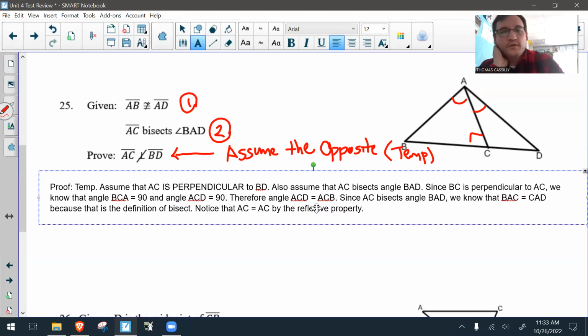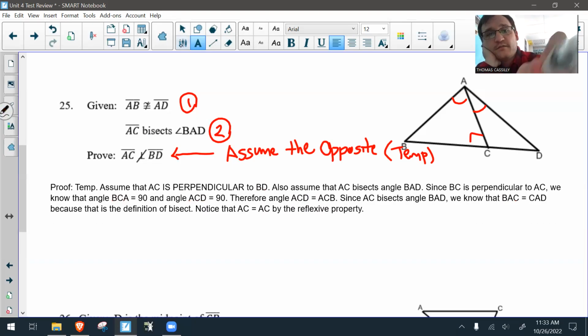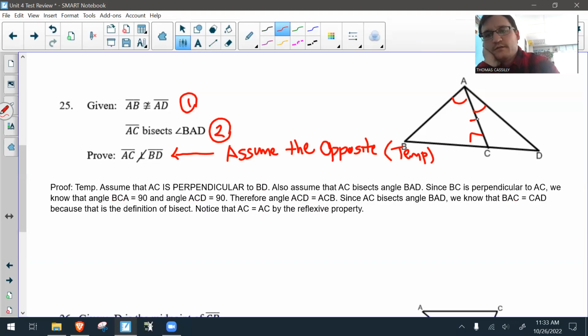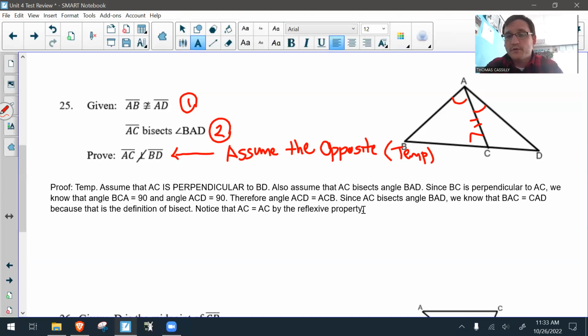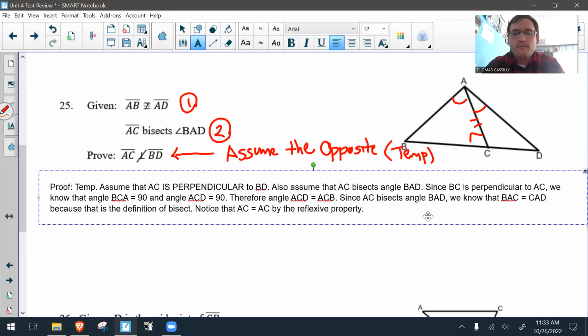Right. So if we just write that in there, we have the reflexive side now. So I'm going to draw that in here. Since we have that reflexive property, therefore we know that triangle BAC is congruent to triangle DAC.